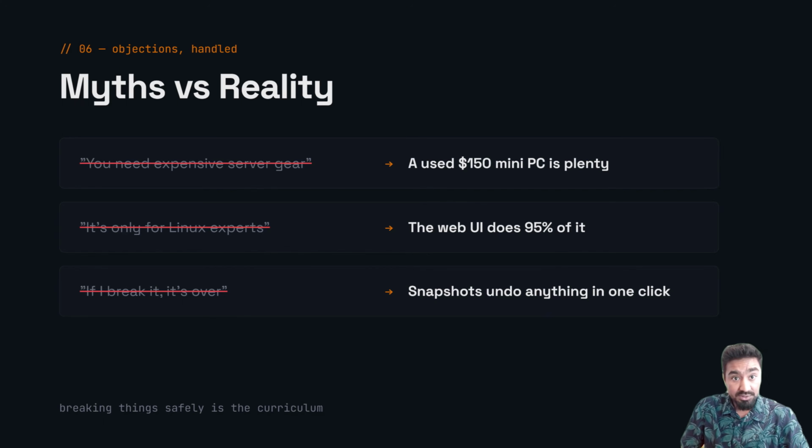Before we go further, let me kill 3 myths that stop people from ever starting. Number 1, you need expensive server gear to start. No. A used mini PC that you buy for $100 from eBay or Marketplace is a fantastic first Proxmox box. Honestly, a Raspberry Pi size machine can run more than half a dozen containers without any problem.